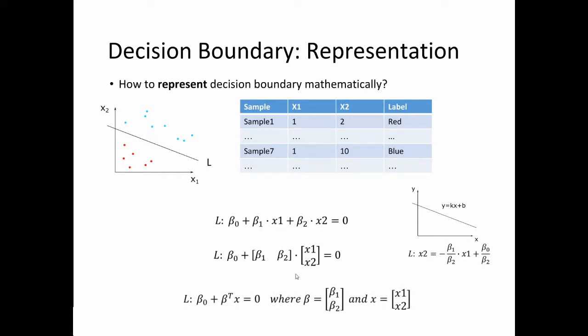And if we let beta 1 and beta 2 be a vector of beta, and x1, x2 be a vector of x, then this whole thing can just be expressed this way. You may think, why do we use beta to represent beta 1 and beta 2 in vertical form and then transpose it to make it a horizontal form? Well, this is just a convention. We like to express all vectors in a vertical form, and when we need it, we just convert them into horizontal form by doing the transpose.